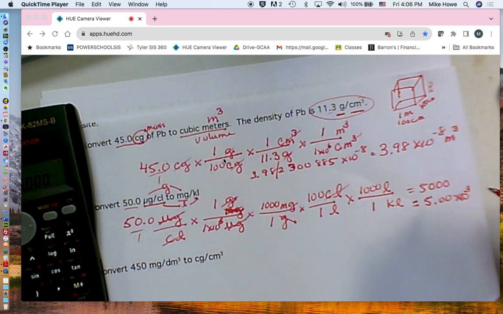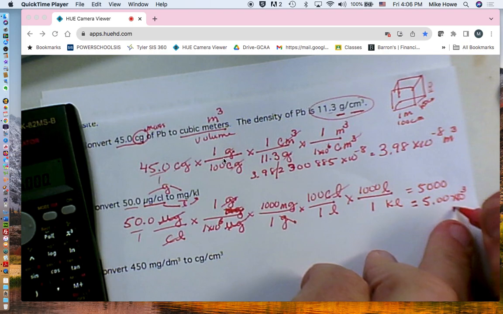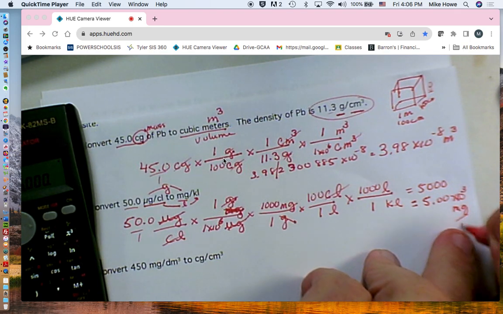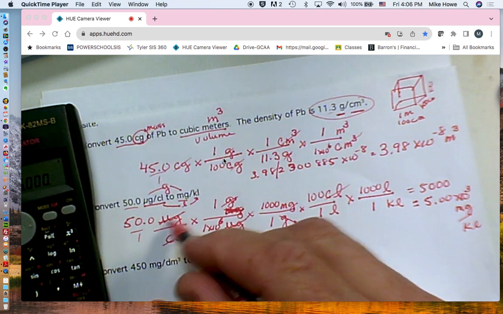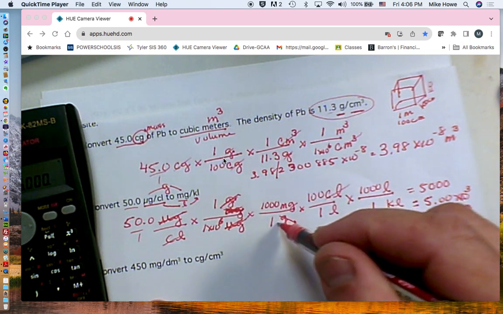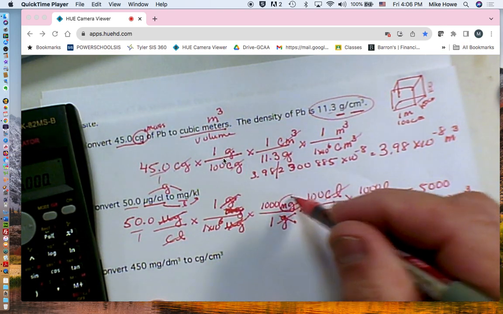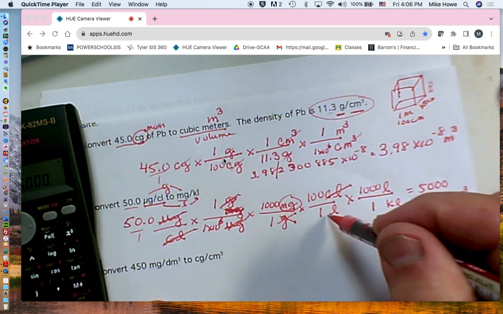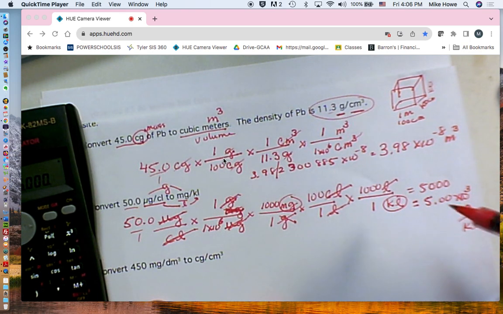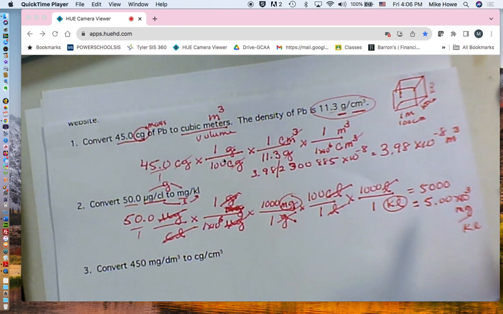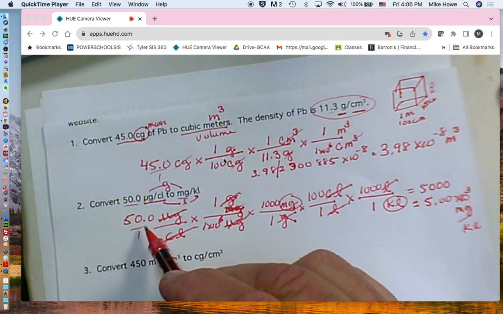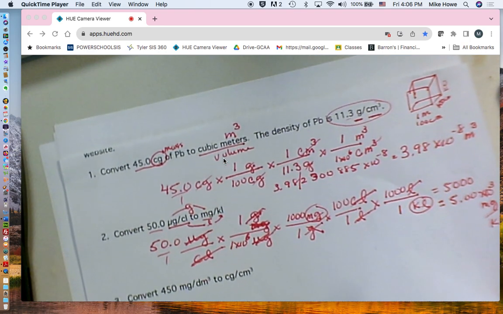And then, of course, the units would be milligrams over kiloliters, and here's why. You have micrograms canceled, grams canceled, milligrams is left. Centiliters cancel, liters cancel, kiloliters is left. So those are our 2 units, milligrams over kiloliter. All right, that's the end of problem 2. Again, 3 sig figs because of the 3 sig figs here. Now problem 3.